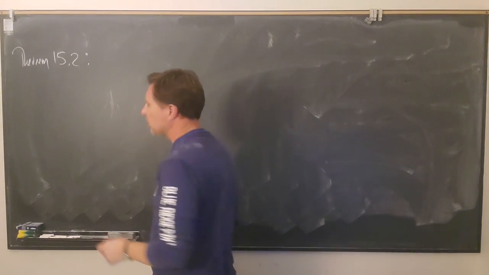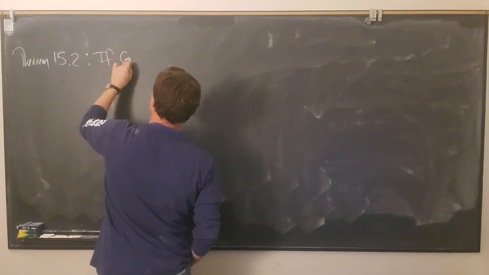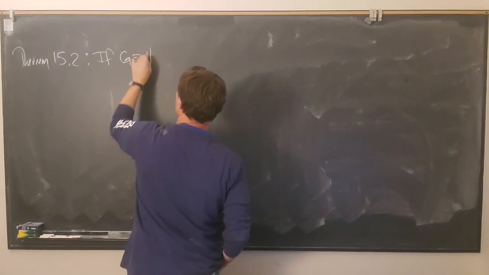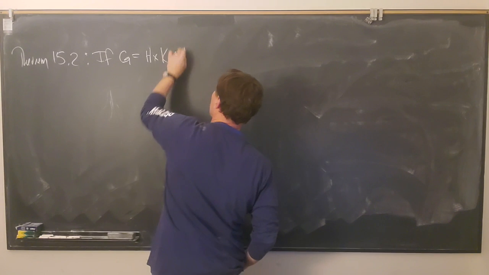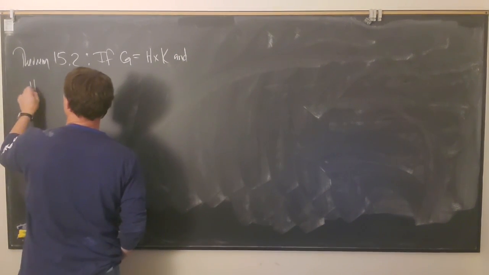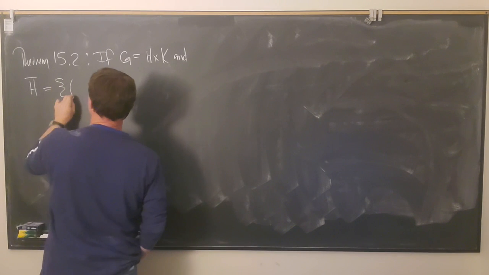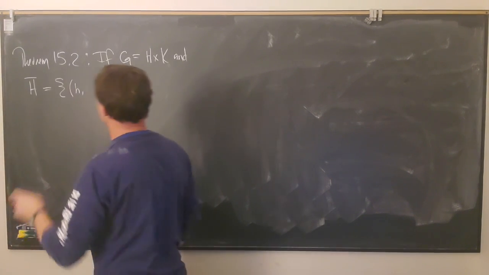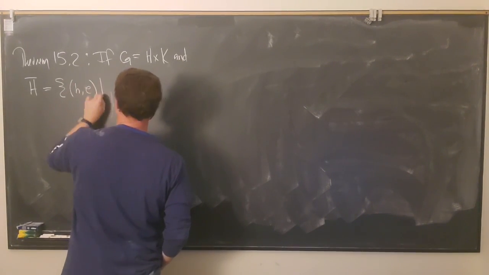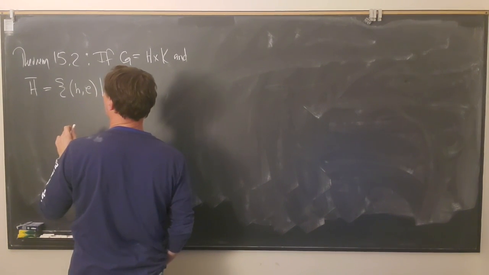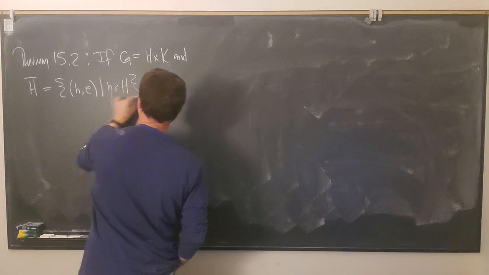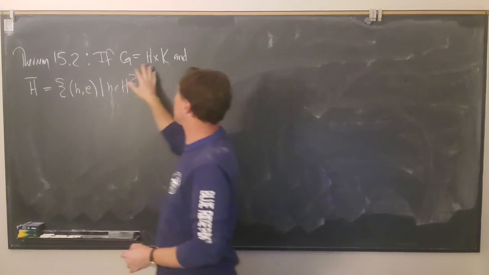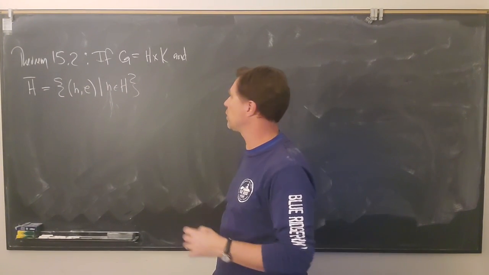So let's say that we have G, and it's going to be a direct product, let's say H cross K. And H bar is going to be the set of all ordered pairs of the form h comma identity, where little h runs through all of capital H. So in a way, you can think of this as a copy of capital H sitting inside H cross K, sitting inside G.